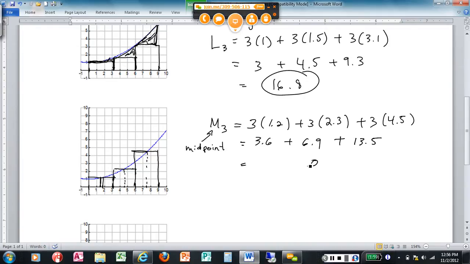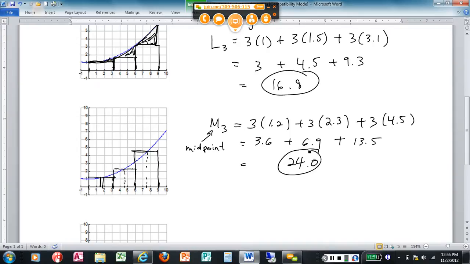So I get it to be 24. I do the adding right of my numbers: 3.6, 6.9, and 13.5. So it's right, okay. All right. Okay, so yeah, out of those 3, that's probably going to be your best estimate of those 3.